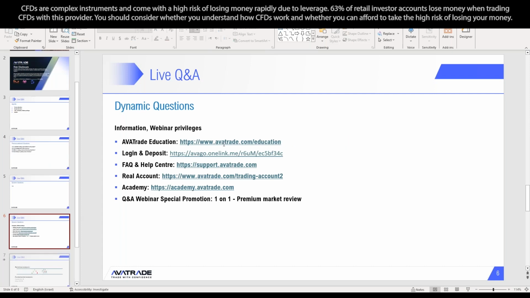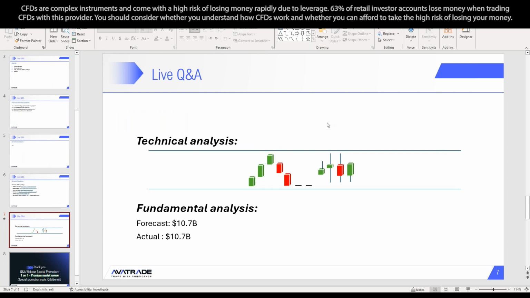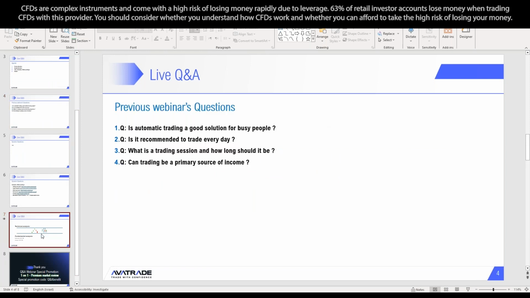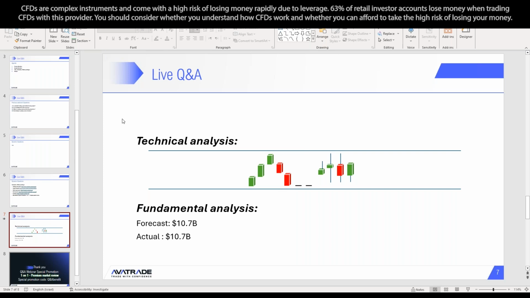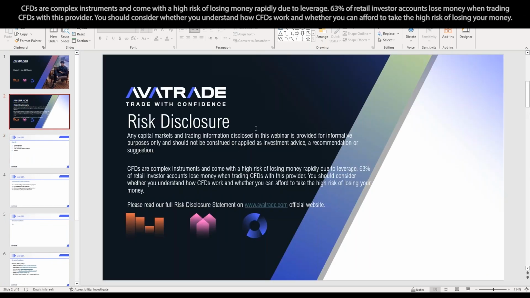Thirdly, we'll have that slide which is more informative, and that slide is usually useful when we don't get questions about analysis, to just explain in a nutshell how analysis works. It's important to note that any capital markets and trading information disclosed in this webinar is provided for informative purposes only and should not be construed or applied as investment advice, recommendation, or a suggestion.